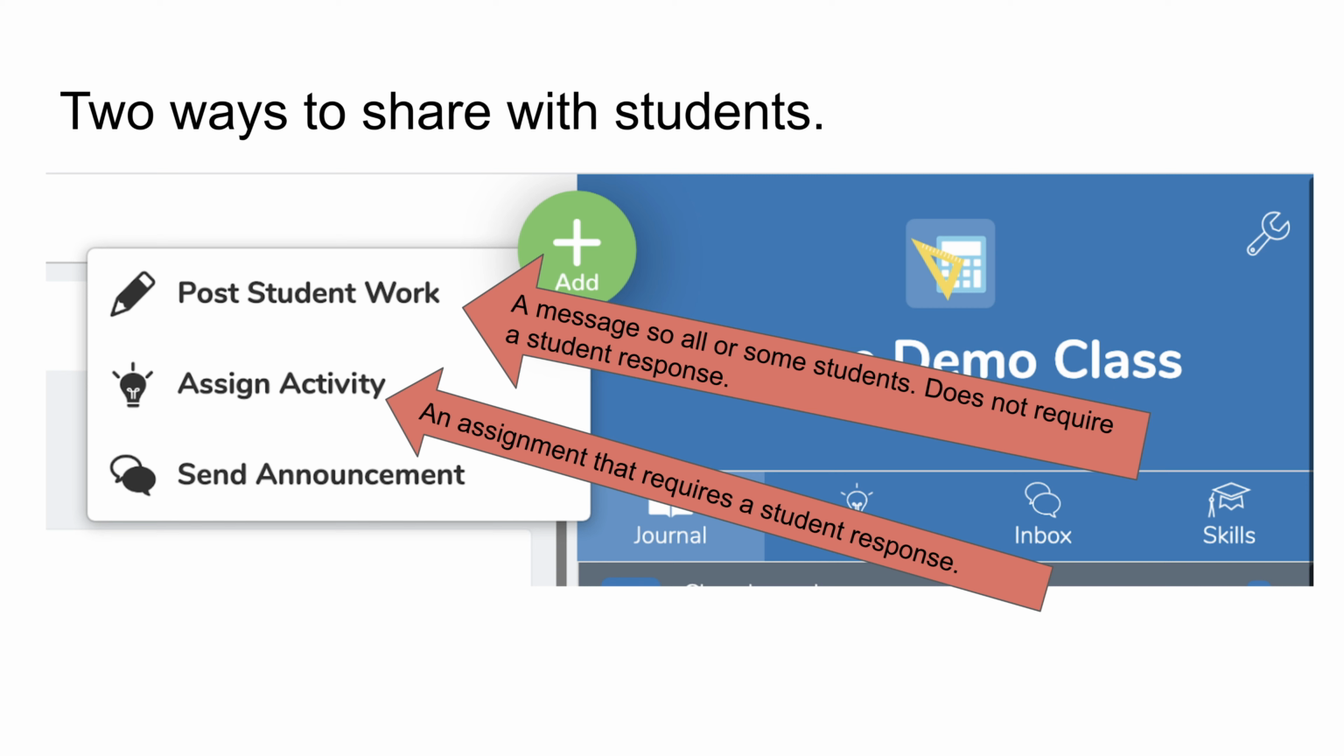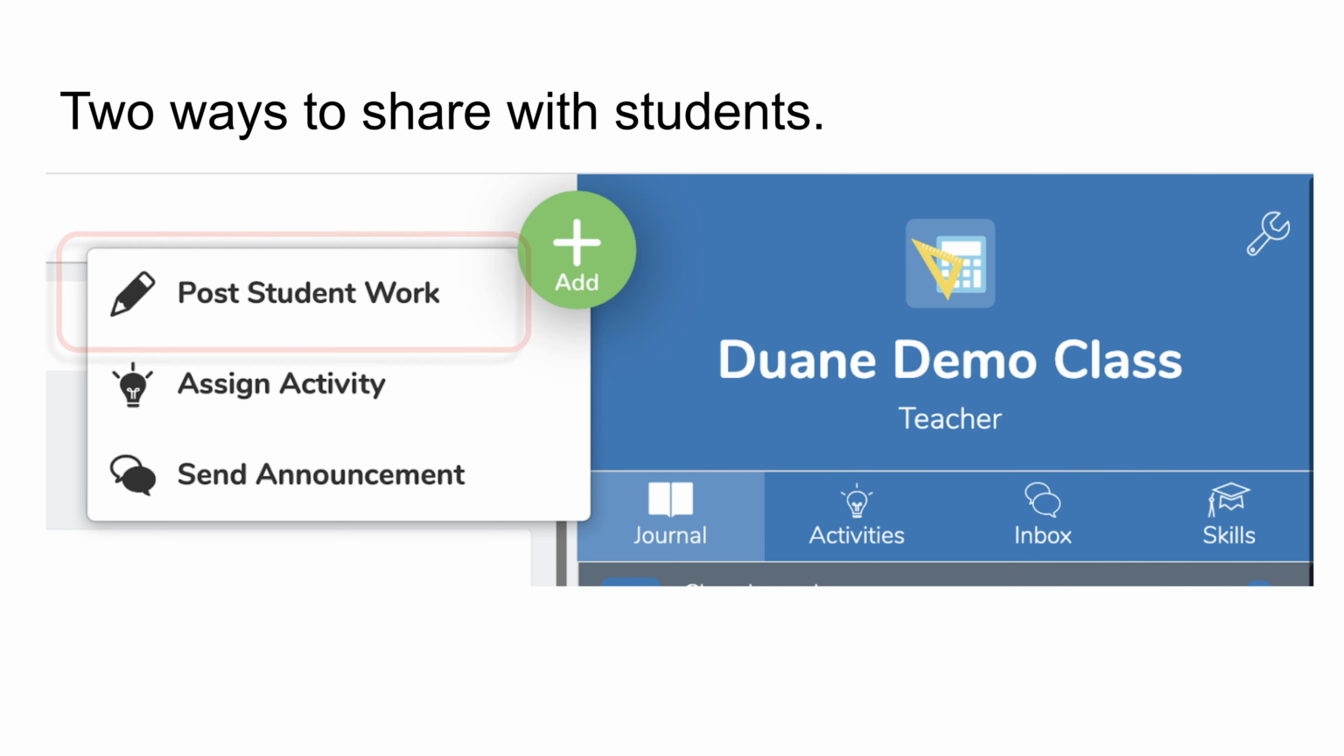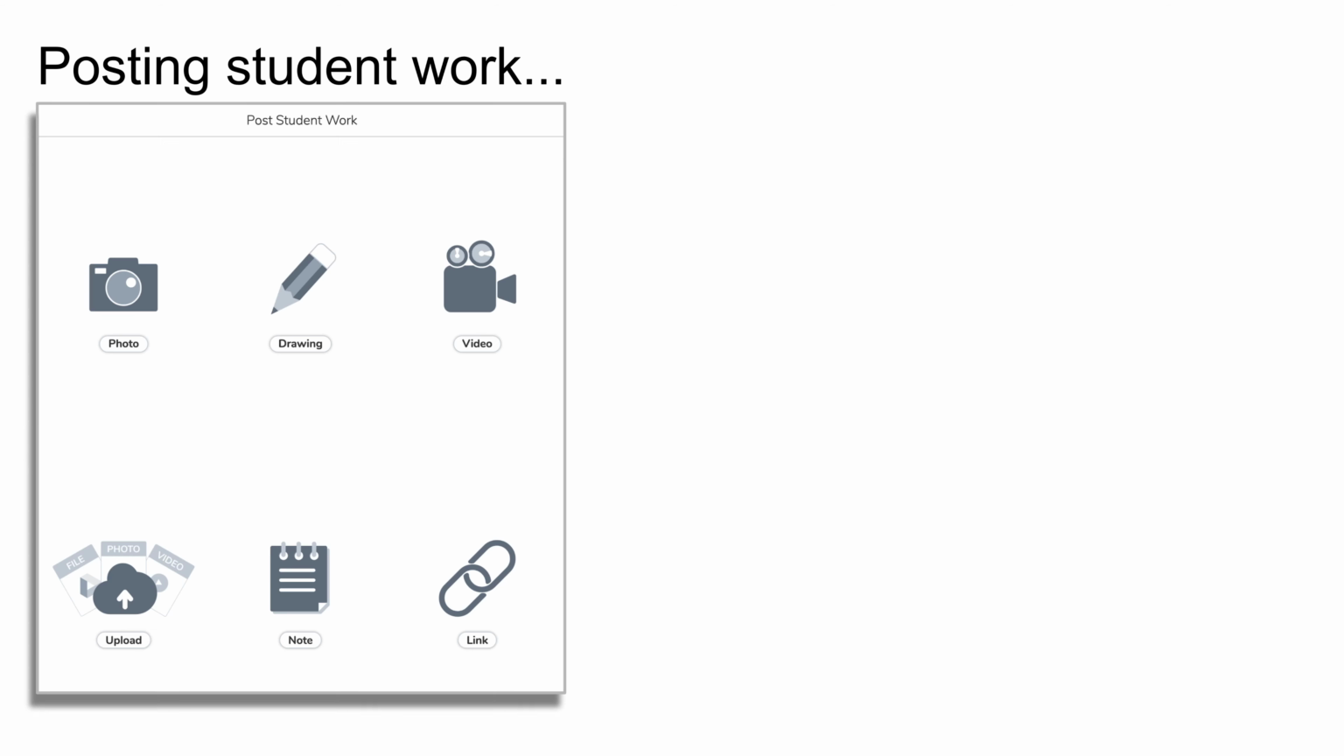Assigning an activity is basically an assignment that requires students to respond. All right, so those are the two kinds of ways that a teacher can share stuff with students. Let's go into greater detail. So first, posting student work.